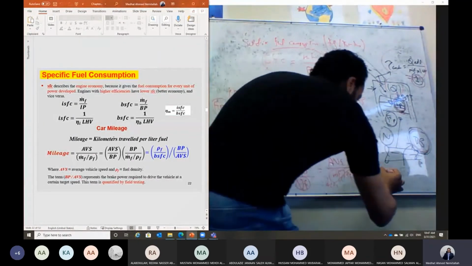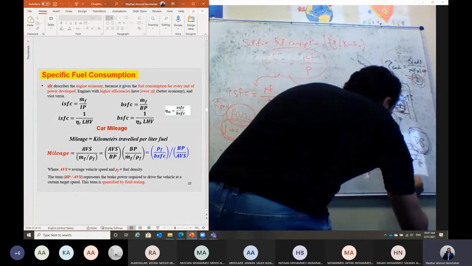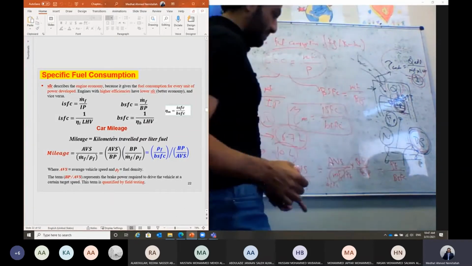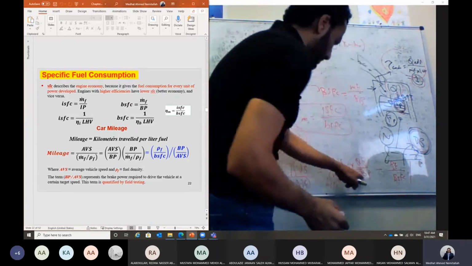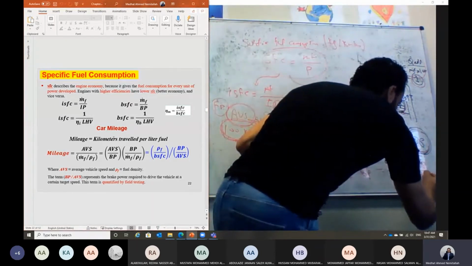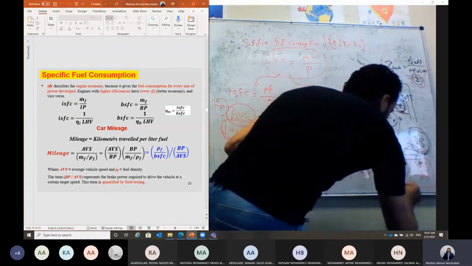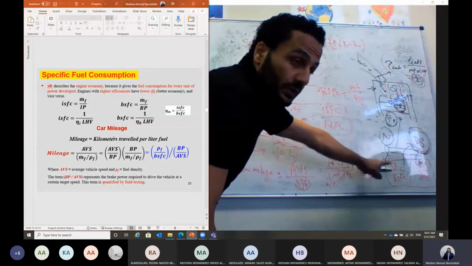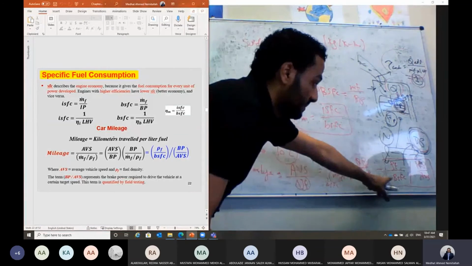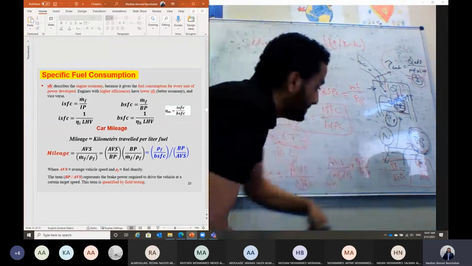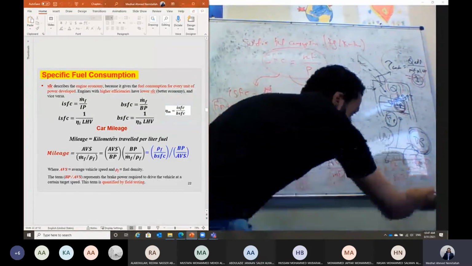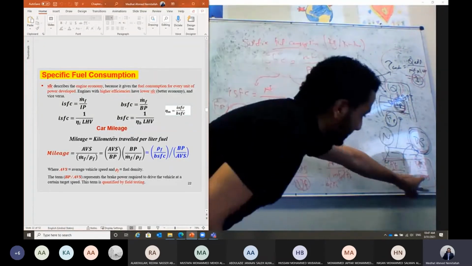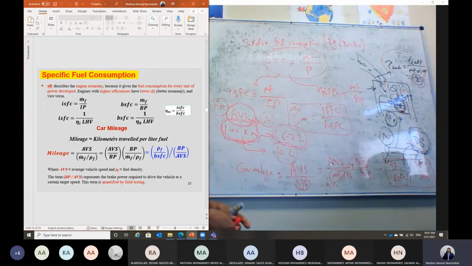So this term will equal the density of the fuel divided by the brake specific fuel consumption, multiplied by the brake power divided by the average vehicle speed. And this is how we can define the car mileage: it is equal to the density of the fuel, which is gasoline in the case of a gasoline engine, divided by the brake specific fuel consumption. And this term is divided by another term, which represents the brake power produced by the engine at a given average vehicle speed. This term, the brake power at a given average vehicle speed, can be calculated from the field test of any car.